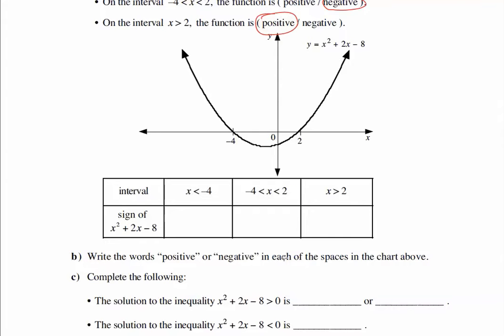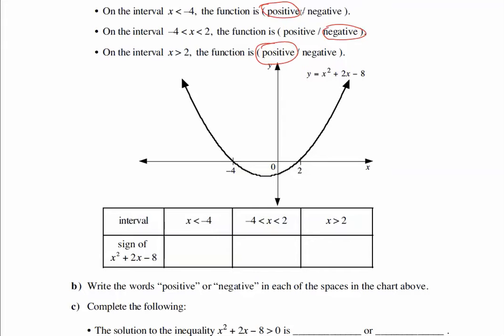Remember, greater than 0 is positive, less than 0 is negative. Before we get there, let's fill in this chart. Essentially, all we're doing is rewriting what we had up here. On the interval when x is less than -4, the sign of x squared plus 2x minus 8, that's our function, is going to be positive. You see it's positive here. So if I put x into the equation when x is less than -4, I'm going to have a positive value.